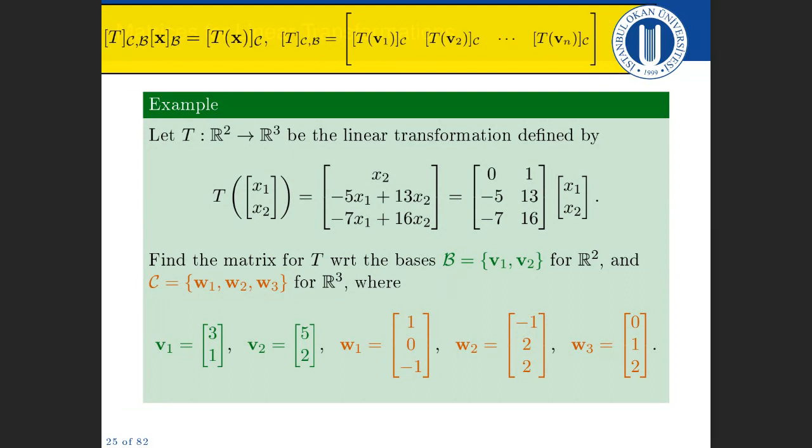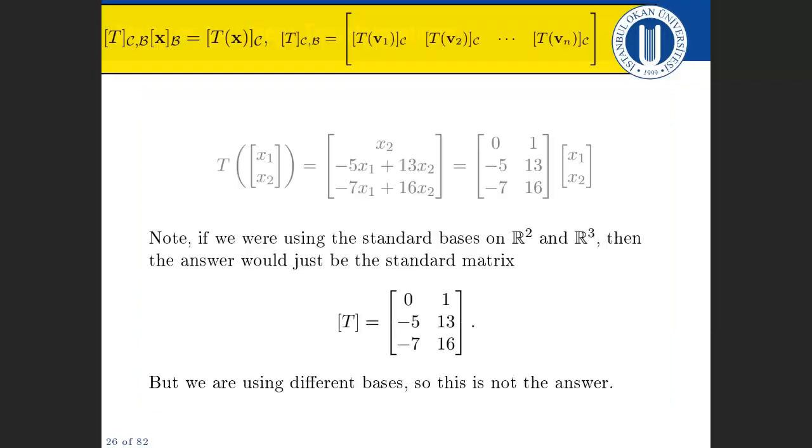So what do we do? We need to calculate T of V1 and T of V2, and then we need to find the coordinates of T of V1 and T of V2 with respect to the basis C. Before I do that, let me note that if we were using the standard bases on R2 and R3, then the answer would just be the standard matrix, the matrix we were given in the question. But we're not using the standard bases, we're using different bases, so we're going to obtain a different matrix.